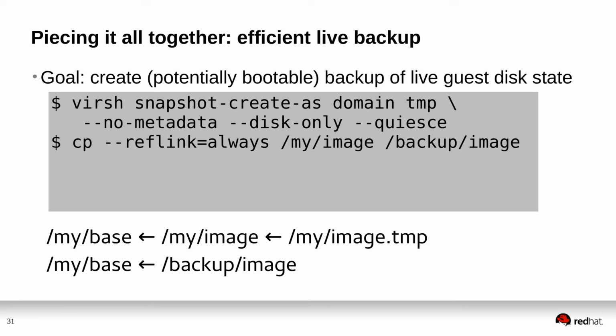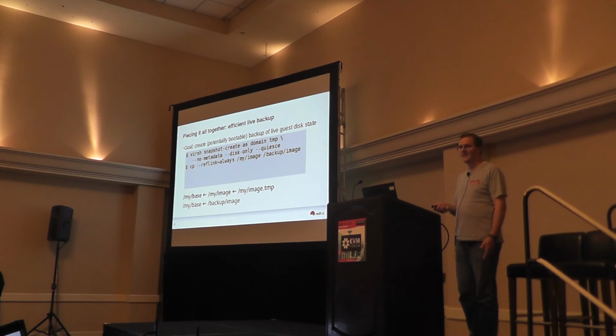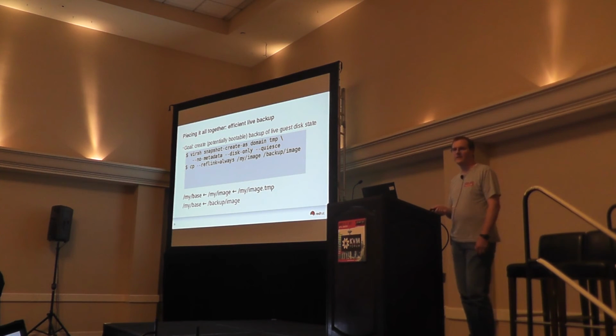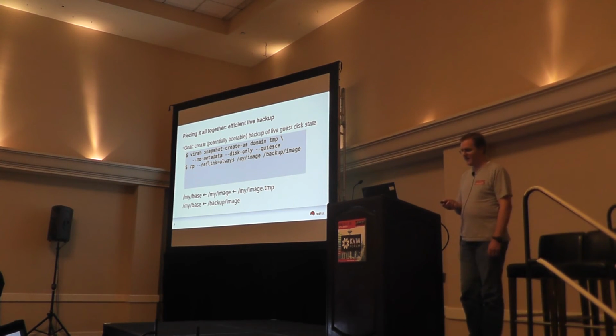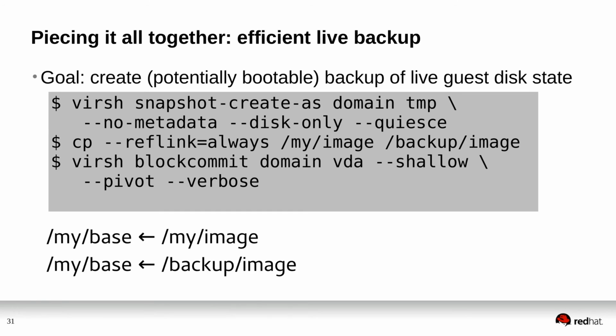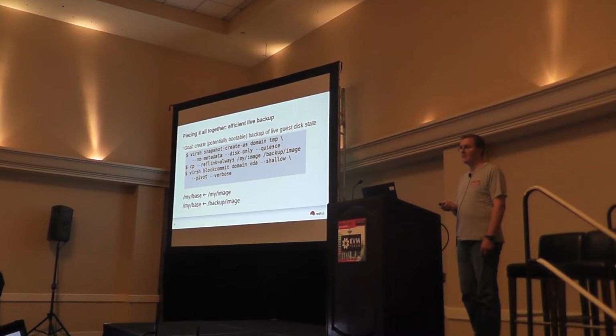Then I'm going to use a copy. Reflink always is awesome if you have Btrfs. Then the copy is an instant operation. If you have a SAN command or whatever your network storage or storage solution has, if you have an efficient copy, this is the place to use it. As soon as I've created my copy, I now have my backup image, has a base of my base. And then my snapshot or my backup is complete.